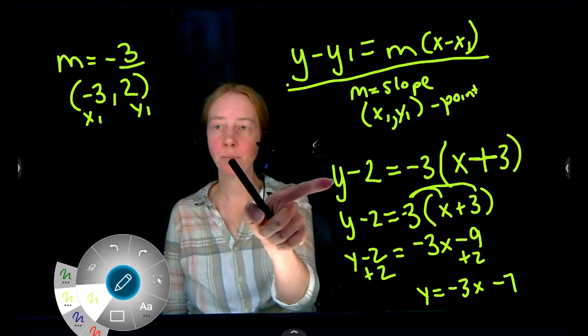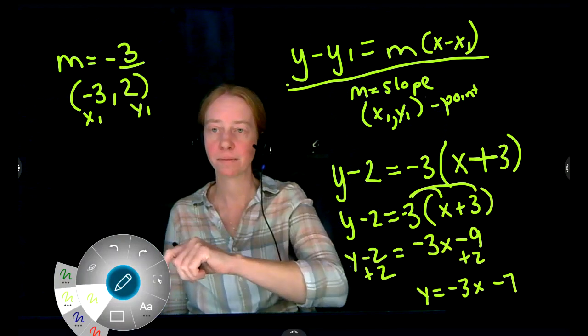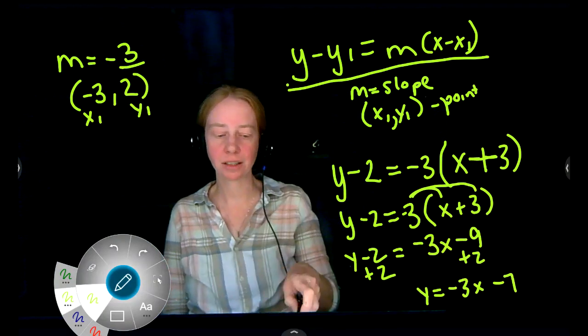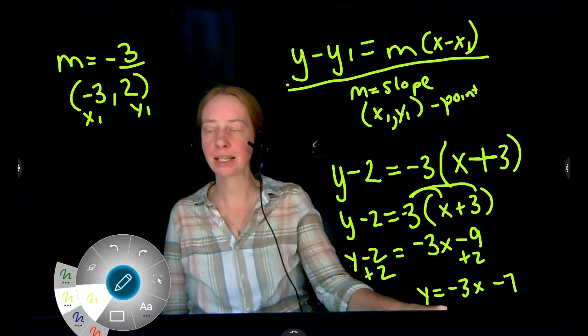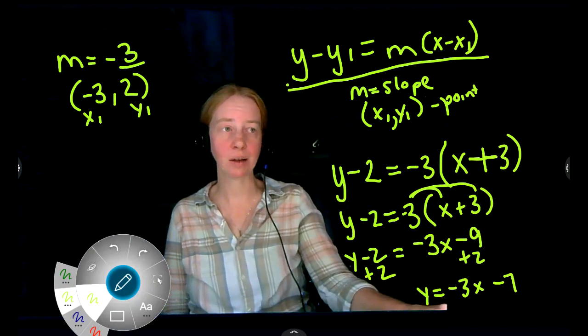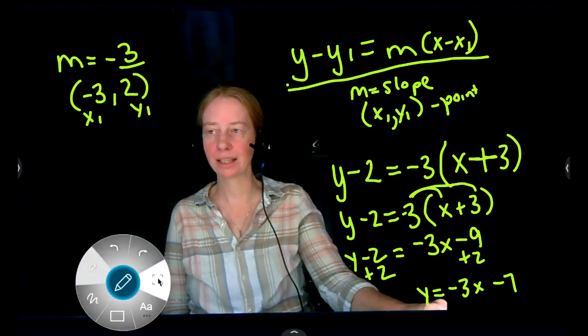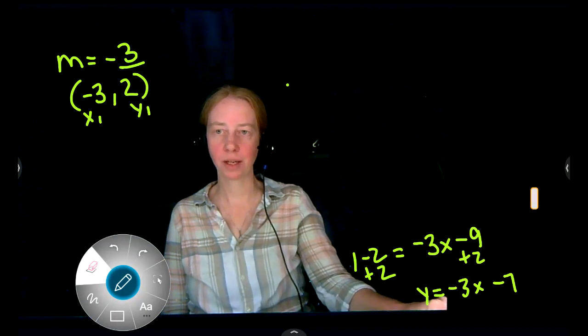We're writing it in point slope form first, using our slope and our point, and then we're converting it to slope intercept form. So be sure to read the example and read the question, and make sure that you know what format it wants the answer in. But let's do one more example before I let you go. Whoops, I kind of wish I hadn't erased that, but I did.